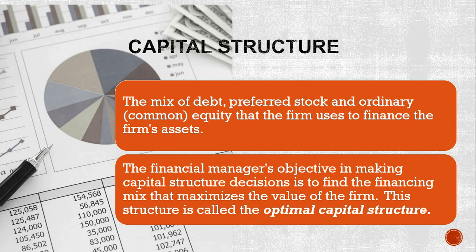So the financial manager's objective in making capital structure decisions is to find the financing mix that maximizes the value of the firm. The duty of the financial manager is to add value to the firm and to make its investors, shareholders wealthy, right? To achieve that, the financial manager should look for the right mix of debt and equity as financing of the firm's assets.